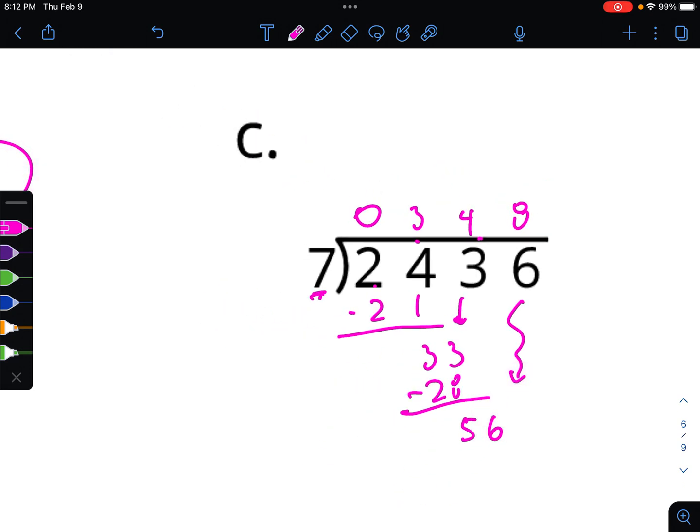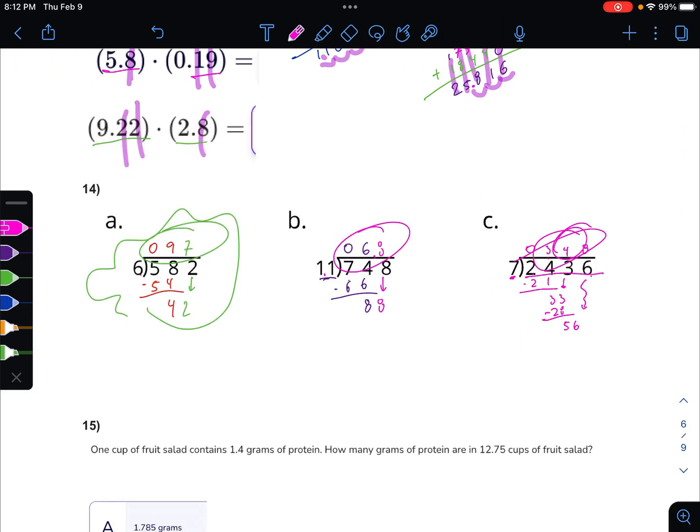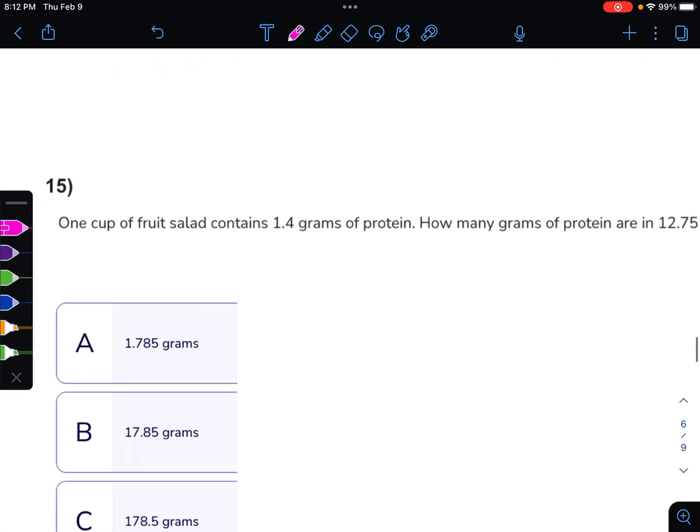It's done. If I have 7 in a group and I have 2,436 people, how many groups can I make? I can make a lot of groups. I sure can. Speaking of groups, let's talk about this.